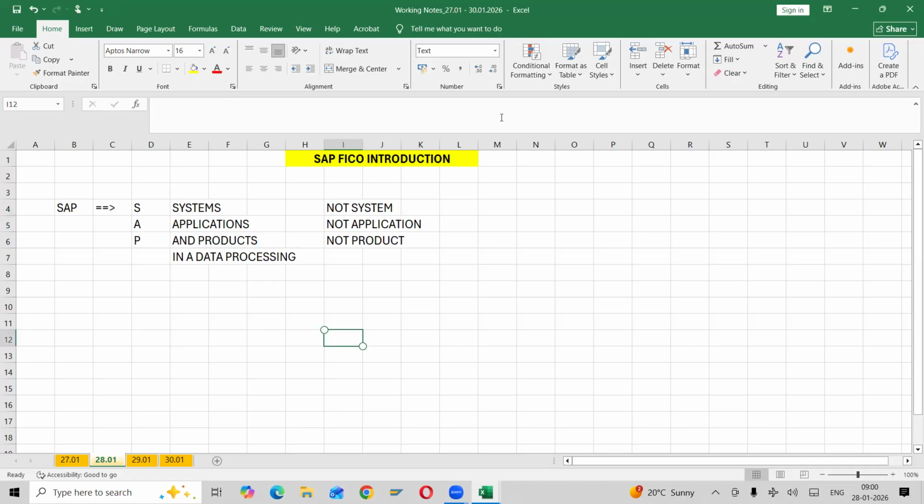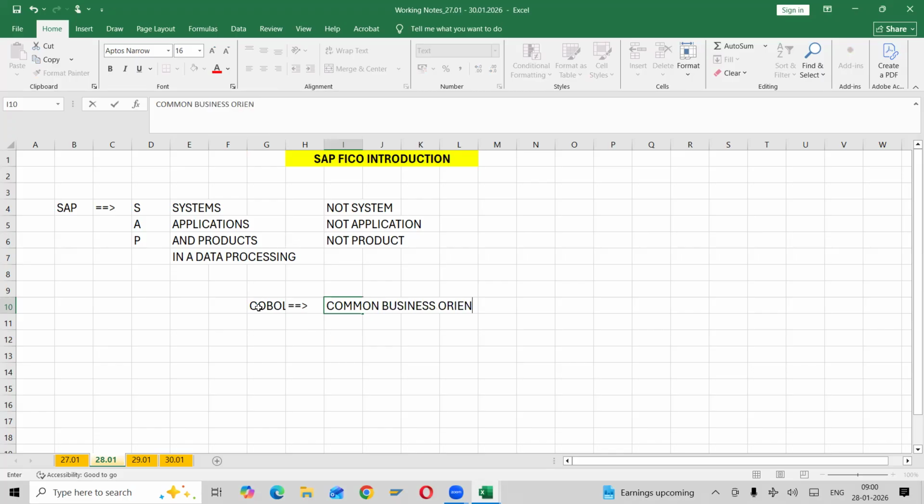Clear? In data processing. So here again, as I said, every application used to be developed in a programming language. Earlier, before 2000, there was one programming language called COBOL. I have mentioned the abbreviation also: Common Business Oriented Language.